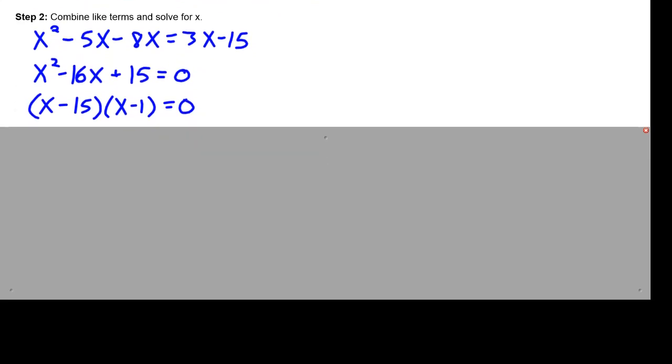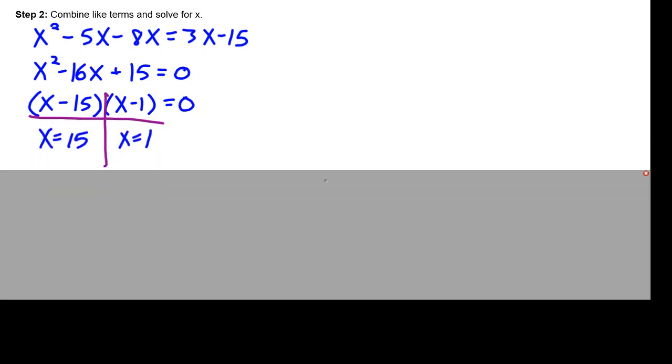And this can be factored using the factors x minus 15 and x minus 1. Because negative 15 and negative 1 multiply to positive 15 and add up to negative 16. And now we can do a t-chart. Do a t-chart and we would get x equal to 15 and x equal to 1.